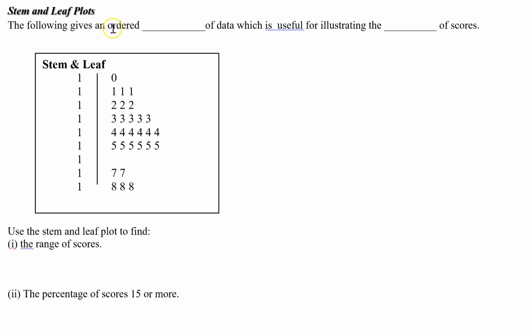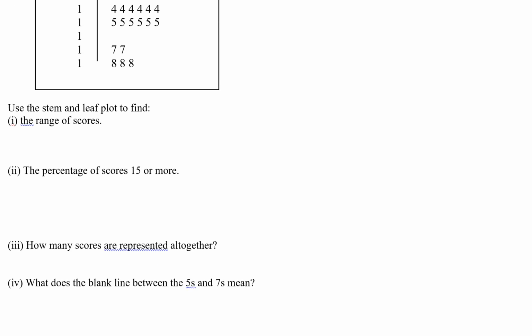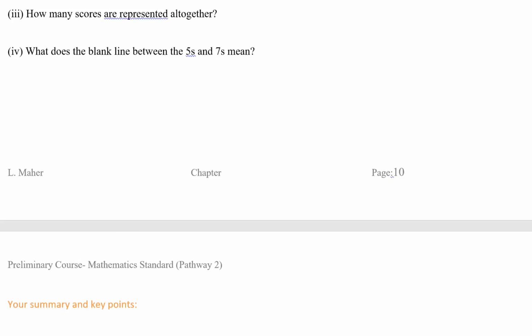So again, the following gives an ordered display. These are really displays of data, which is useful for illustrating the spread of the score. And again, if you feel confident enough to look at that stem and leaf and be able to interpret it and answer the questions, then please do that. However, I will go through these questions with you in class.